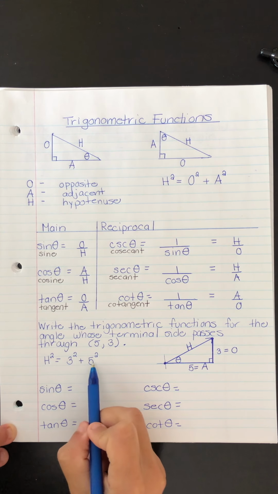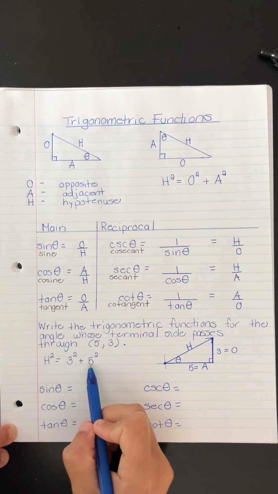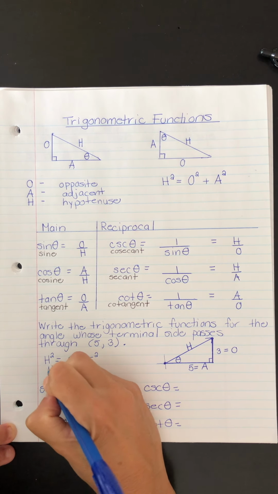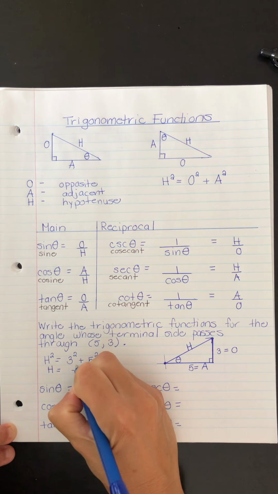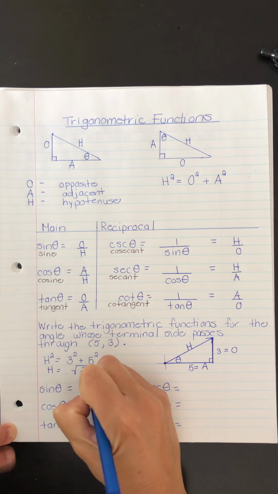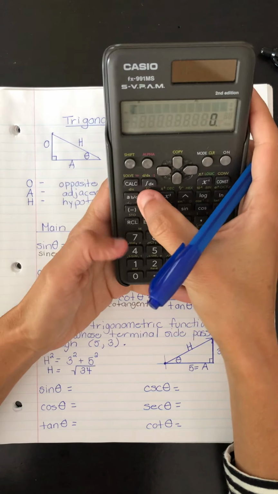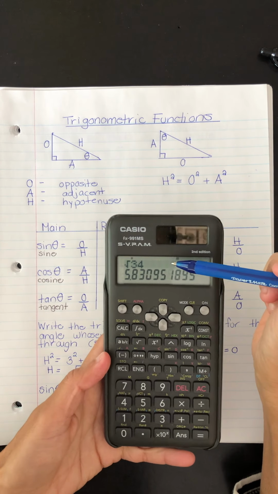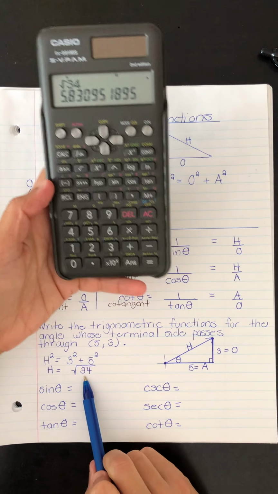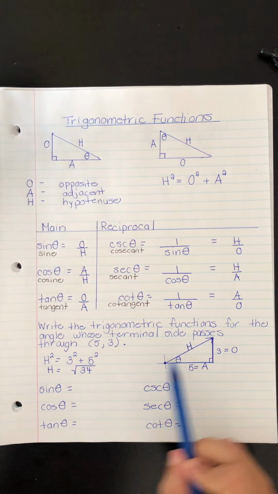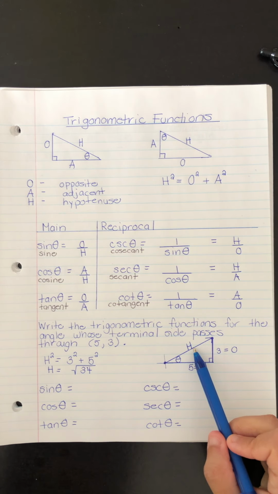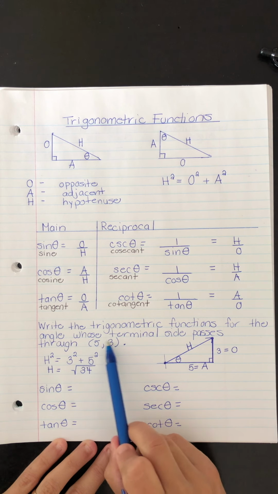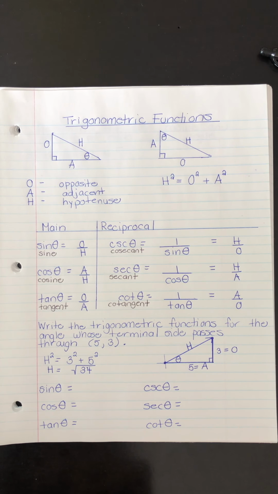And that's 9 plus 25, which is 34. So h squared is 34. So h then will be the square root of 34. So this is roughly 5.83, okay, if you work it out on your calculator. The hypotenuse, of course, will always be the longest side in the triangle. So that side length is longer than the other 2 side lengths.